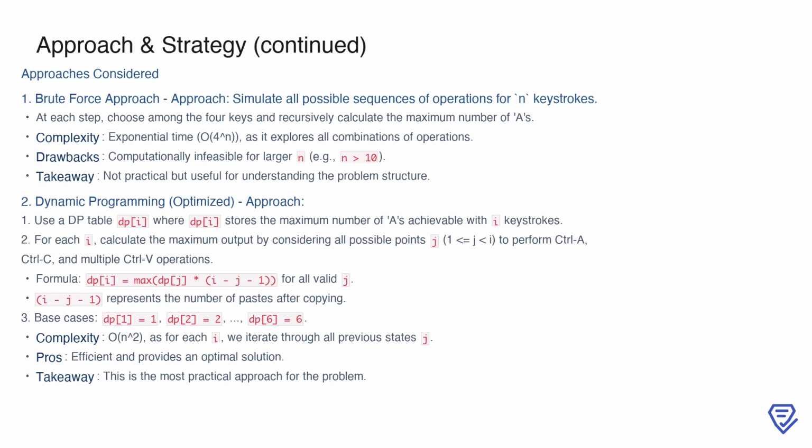A more effective approach is dynamic programming. Here, we define a DP table where DP[i] represents the maximum number of A's achievable with exactly i key presses. For each key press count, we evaluate all possible points where we could use Ctrl-A and Ctrl-C, followed by a series of pastes. The key formula involves maximizing DP[j] * (i - j - 1), where j represents the point of copying and i - j - 1 accounts for the number of pastes. This method has a time complexity of O(n squared), as we calculate the optimal solution for each state by iterating through all previous states. It's both efficient and guarantees an optimal solution, making it a strong candidate.